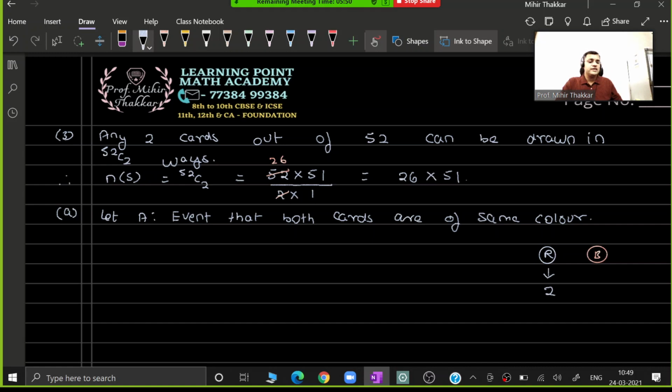So now when I know that there are two colors, red and black, either I can select the red color and then the two cards from it, or I can select the black color and then I can select the two cards from it. So any one of the two colors will have to be first selected. So that can be done in 2C1 ways. And then the two cards can be selected from the red color, or the two cards can be selected from the black color, from whichever color is being selected.